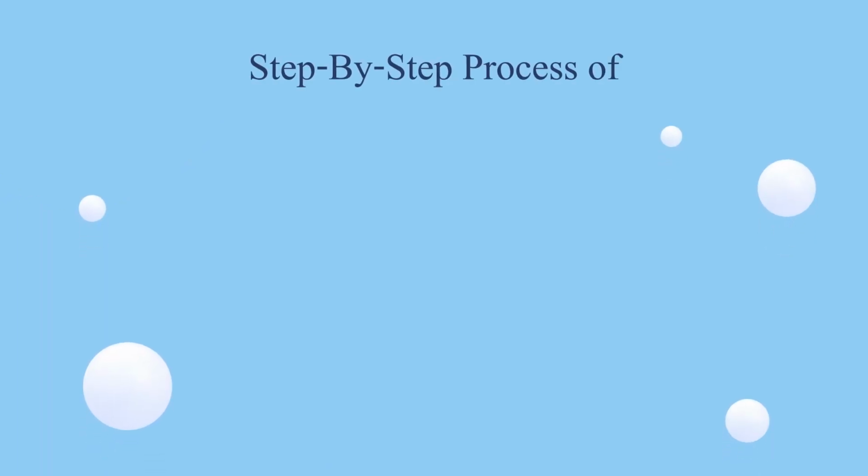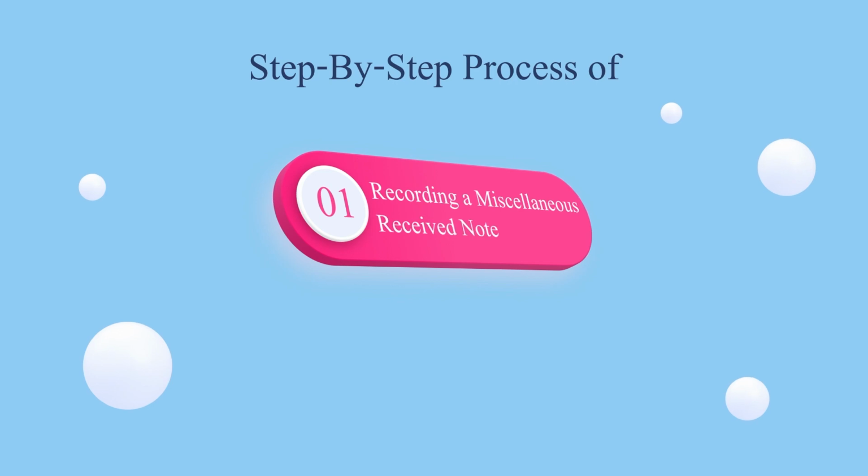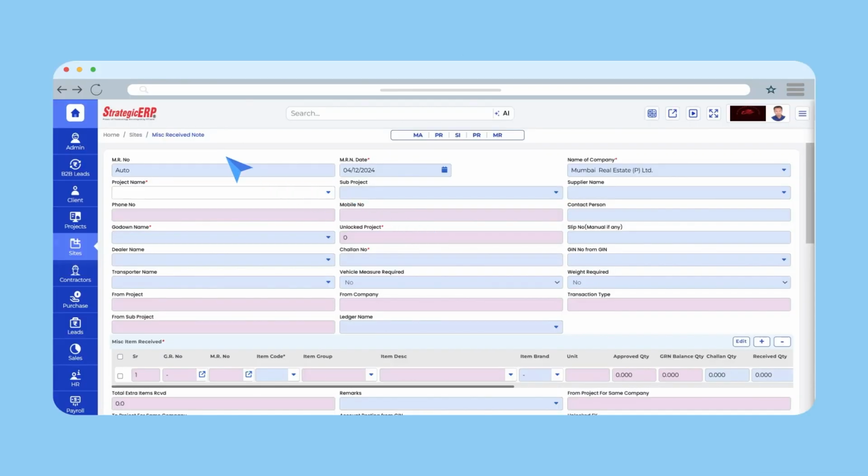Let us understand the step-by-step process of recording a miscellaneous received note in Strategic ERP. In the Miscellaneous Received Note module, under Site Management, you can create entries for adding opening stock or receiving stock from other projects, godowns, or crusher plants.